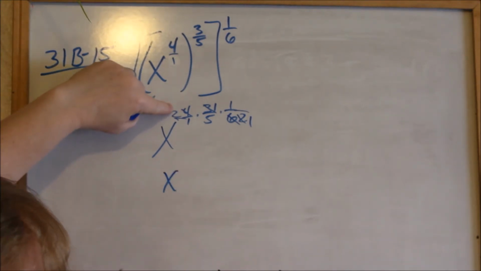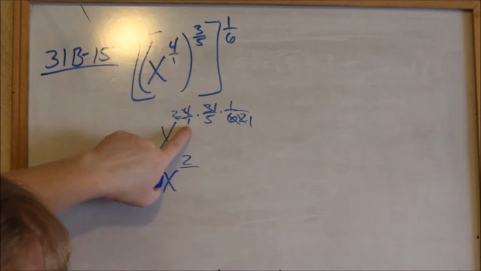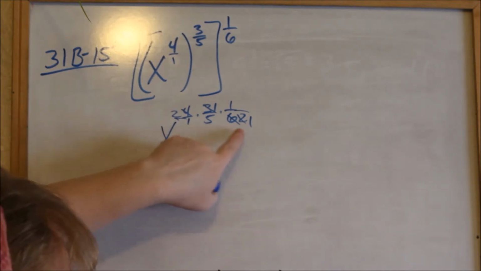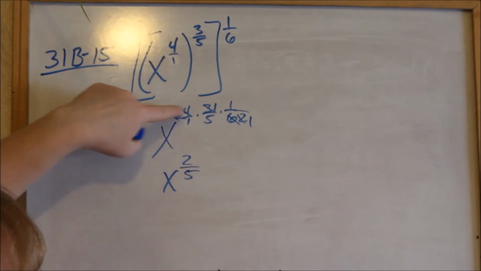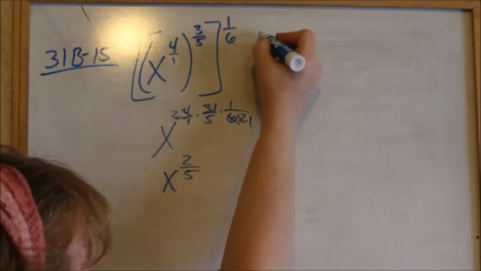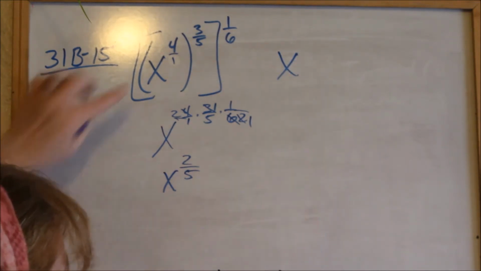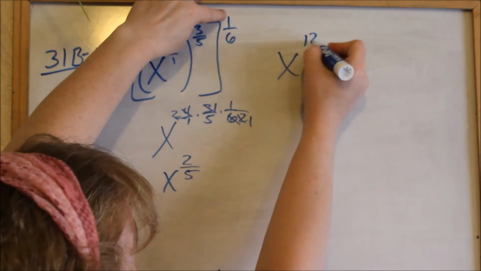So this became 2 times 1, which is 2. This became 1 times 5 is 5, and 5 times 1 is 5. So when you cancel, everything is already reduced. Let's just say you didn't cancel it ahead of time. Then you would have x to the 4 times 3 is 12. 12 times 1 is 12.